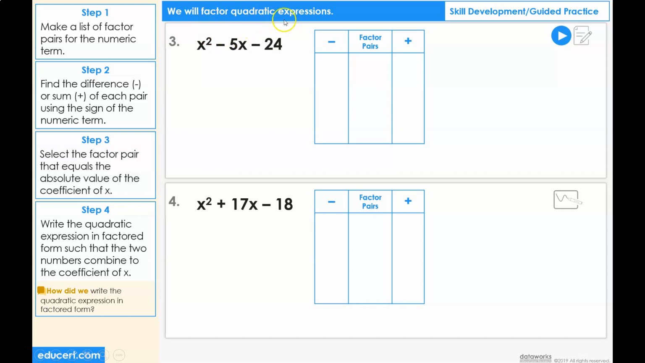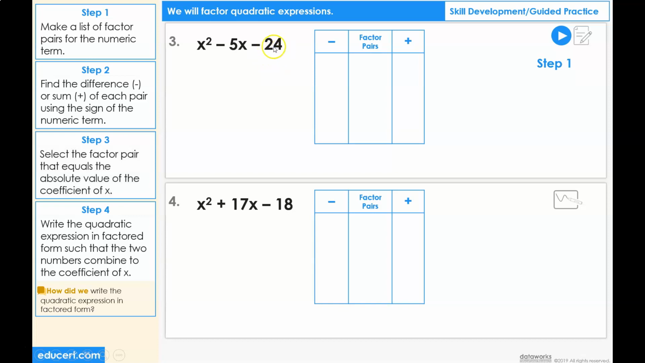Let's factor quadratic expressions. Problem number 3. The quadratic expression x squared minus 5x minus 24. Step 1. Make a list of factor pairs for the numeric term.